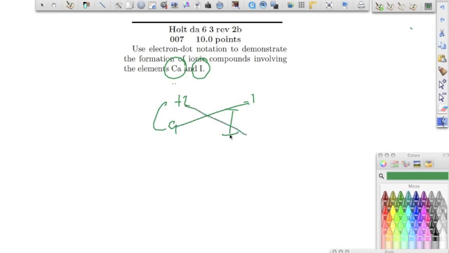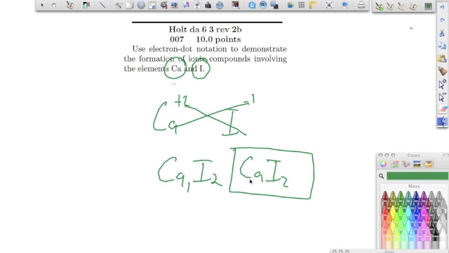So when we crisscross these, we get Ca1I2. We just write CaI2 because we don't have to write the 1. So this is the formula that we're looking for.